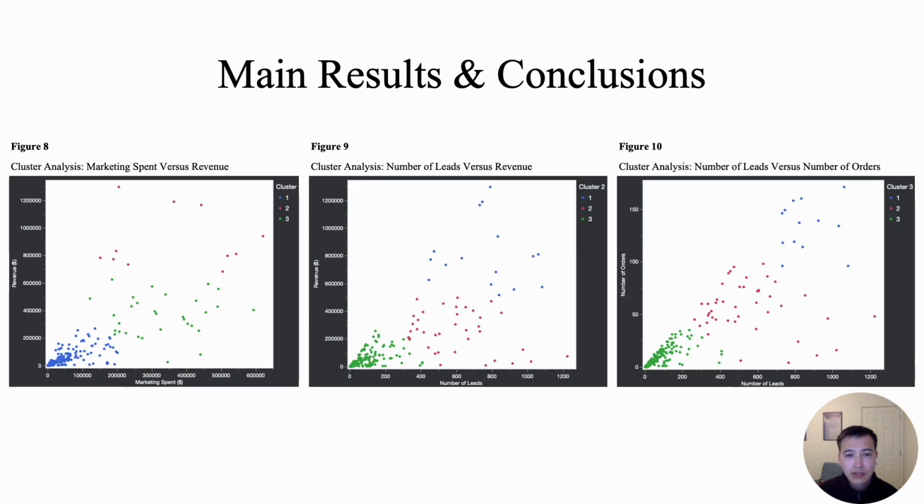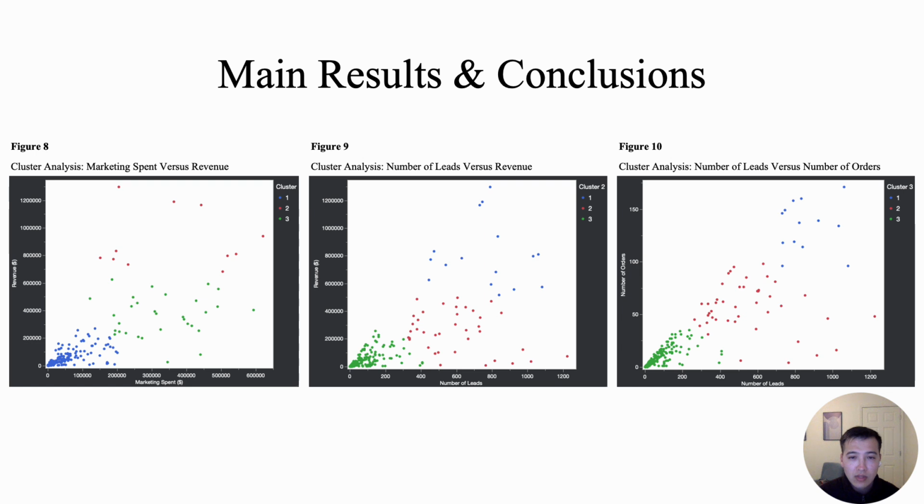For the k-means cluster analysis, Figure 8 illustrates that most of the data between marketing spent and revenue belongs to cluster 1, specifically between $200,000 for both variables. Furthermore, I can conclude that the typical data point likely lies around a marketing spent value of about $43,000 and an associated revenue value of about $45,000.